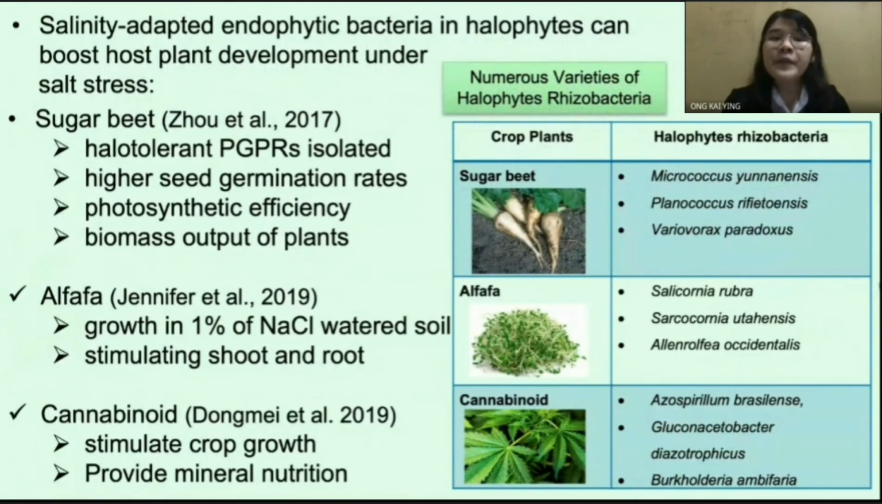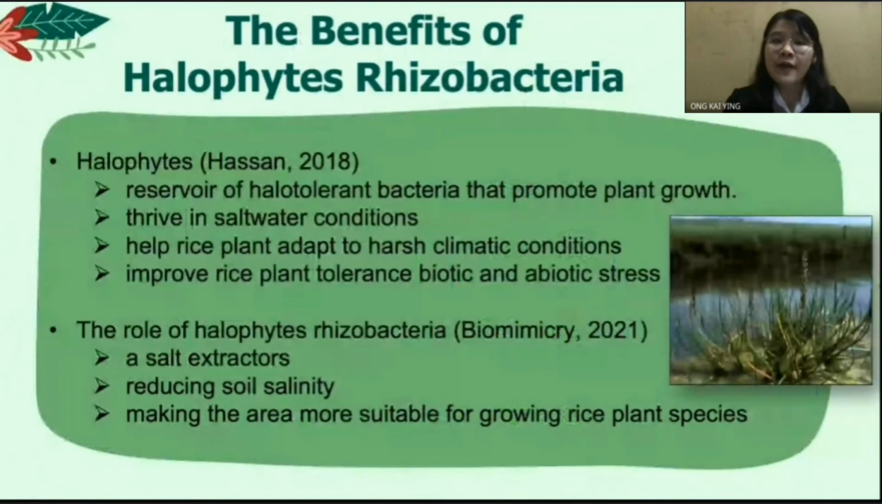We have sugar beet, alfalfa, and cannabinoid. The research showed that sugar beet with isolated halotolerant PGPR, that is rhizobacteria, resulted in higher seed germination rates. Alfalfa also enhanced growth in 1% NaCl soil and stimulated shoot and root growth. Cannabinoids stimulate crop growth by providing mineral nutrition to plants. Besides this, we can see numerous varieties of Halophytes rhizobacteria, and these are the names of Halophytes bacteria that crop plants have taken.